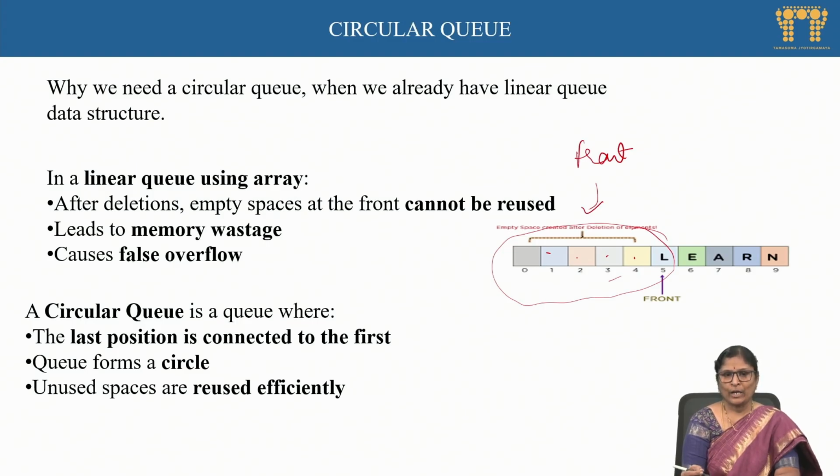Now, what is a circular queue? A circular queue is a queue where the last position of the array is connected to the first position of the queue, and it forms a circle. So the spaces left over at the front can be reused efficiently.